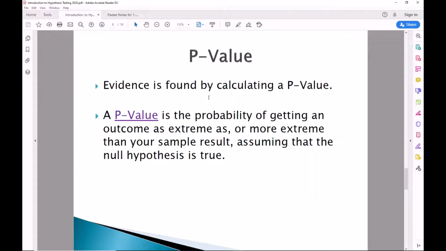All right, you just saw p-values. You use that z formula to calculate a p-value. Our p-value is the probability of getting an outcome as extreme as, or more extreme than the sample result, assuming that the null hypothesis is true. Now you need to freeze this video and copy this down, because you get asked questions about what's the definition of a p-value, what does it mean? This is what it means. So copy it down and get some working knowledge of it, okay?